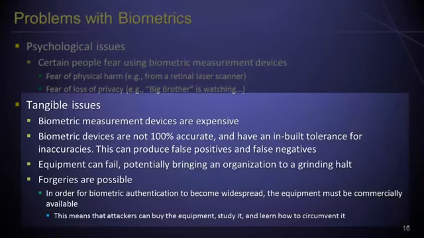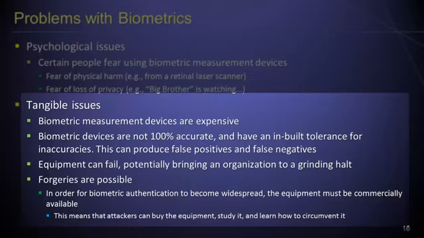On the other hand, there are also tangible problems with biometric authentication. For example, the measurement devices are expensive. Further, they're not 100% accurate and have built-in tolerances for inaccuracies. These built-in tolerances can produce false positives and false negatives. Further, biometric equipment can fail, and this potentially might bring an organization to a grinding halt. Imagine, for example, a future in which your passage through airport security requires that you successfully go through a retinal scan. From a practical perspective, what happens to this airport security process if one day the retinal scanners fail?